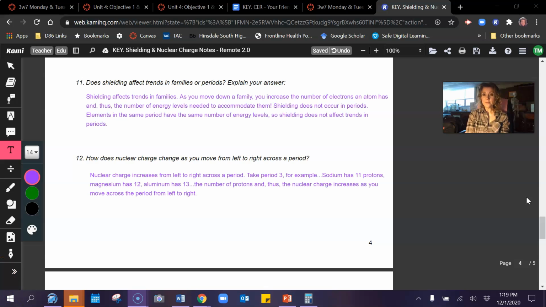All right, so for number 12, nuclear charge is going to increase as you move from left to right across a period. And you can see this in any period on the periodic table, but if you look at period 3, sodium has 11 protons. Magnesium, which is right next to it, has 12 protons. Aluminum has 13 protons. So as the number of protons goes up, so does the nuclear charge, because remember, the nuclear charge is simply a reflection of how many protons there are in the nucleus. And so the nuclear charge also increases as you move from left to right across a period.